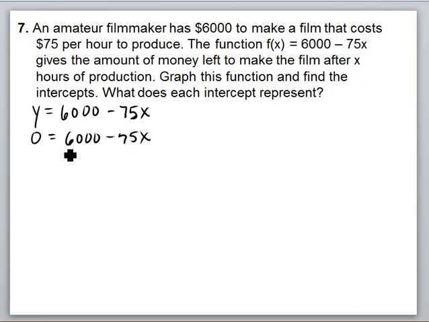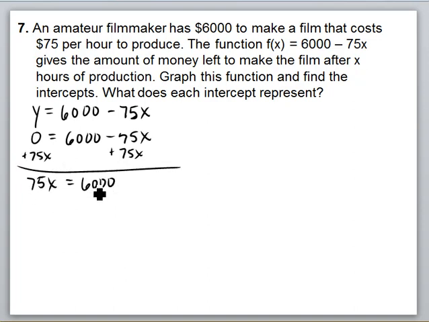So I'm going to solve and find my x-intercept. So I'll move my 75x to the other side. And I'll get 75x equals 6,000. I will divide by 75. And I'll have to finish this up on my next video. I am solving for my x-intercept.